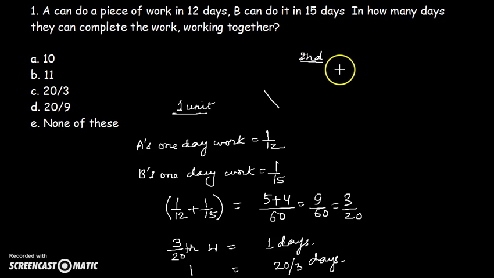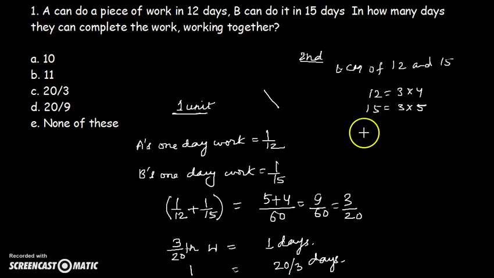let us assume the work to be not 1 unit but an LCM of 12 and 15. To find the LCM, you should observe that 12 is nothing but 3 into 4 and 15 is nothing but 3 into 5. So the LCM will be nothing but 3 into 4 into 5, which is equal to 60. What is the advantage in taking work to be of 60 units?